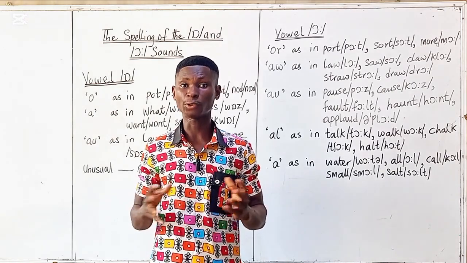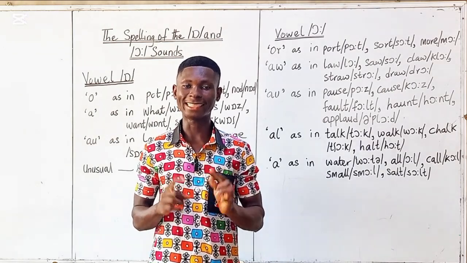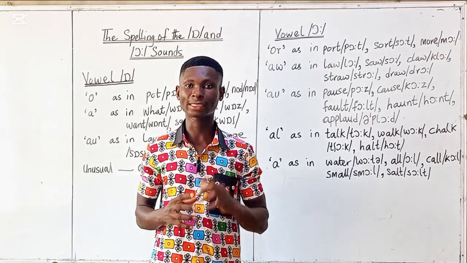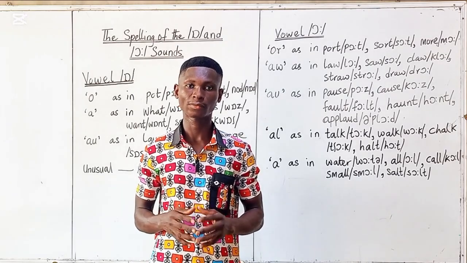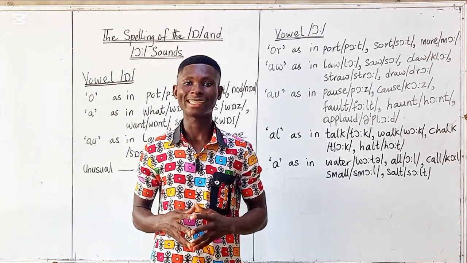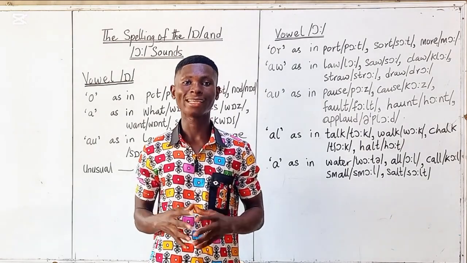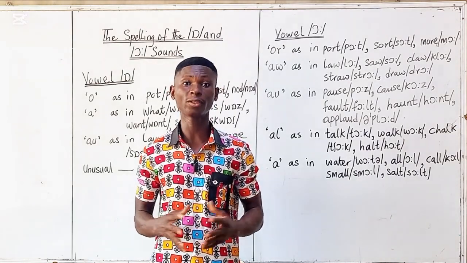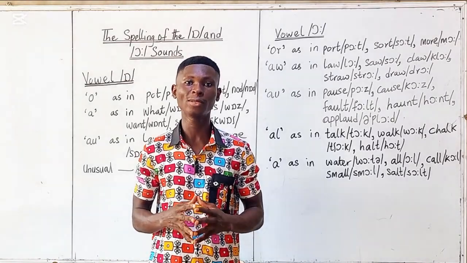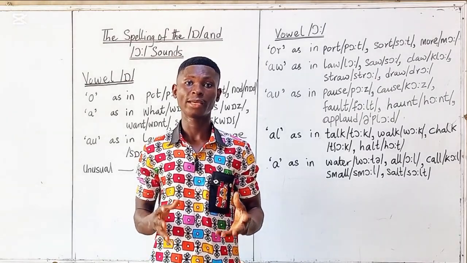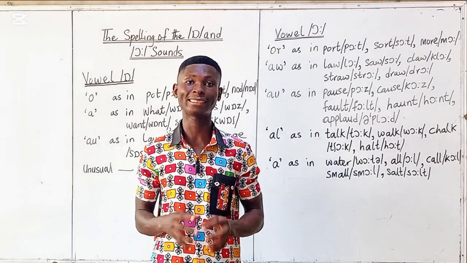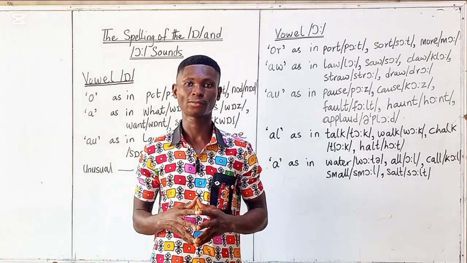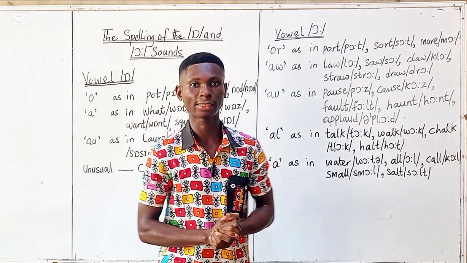So both sounds are virtually the same. The difference between the two sounds is that one is short in duration, whereas the other is long in duration. So the first one is short, while the second is long. But for the purpose of this class, let's look into the graphemes. In other words, the letters of the alphabet that can spell or represent these two sounds. All right, let's get to it.